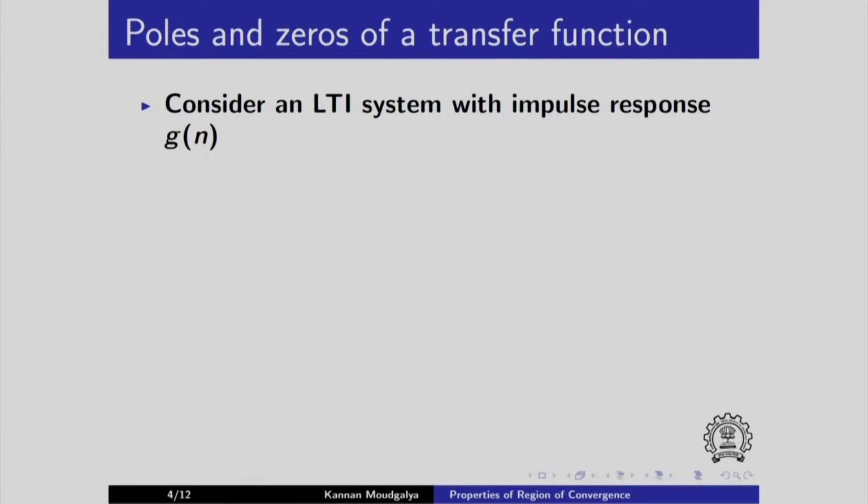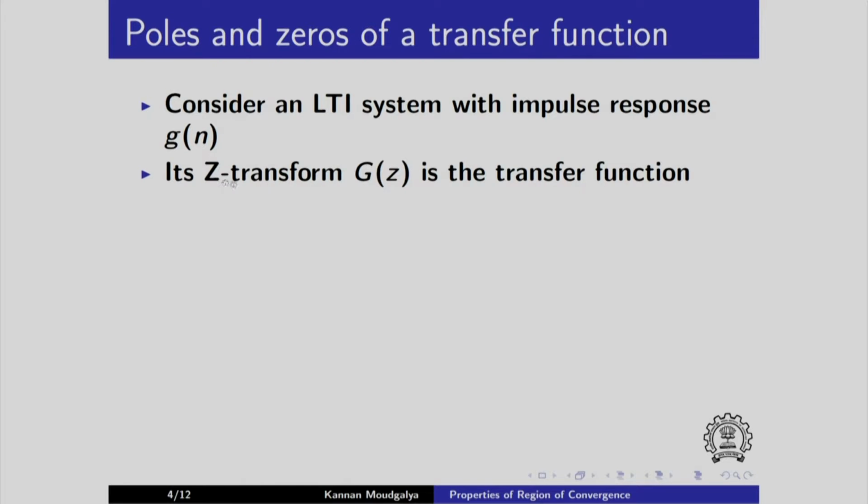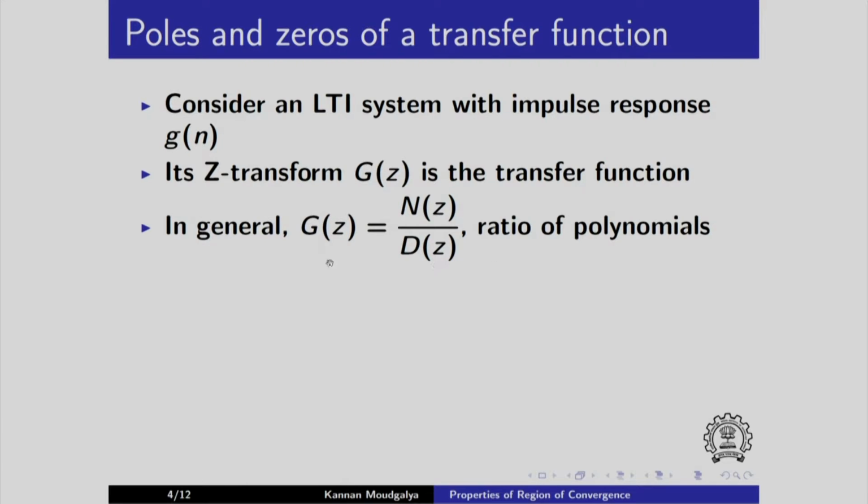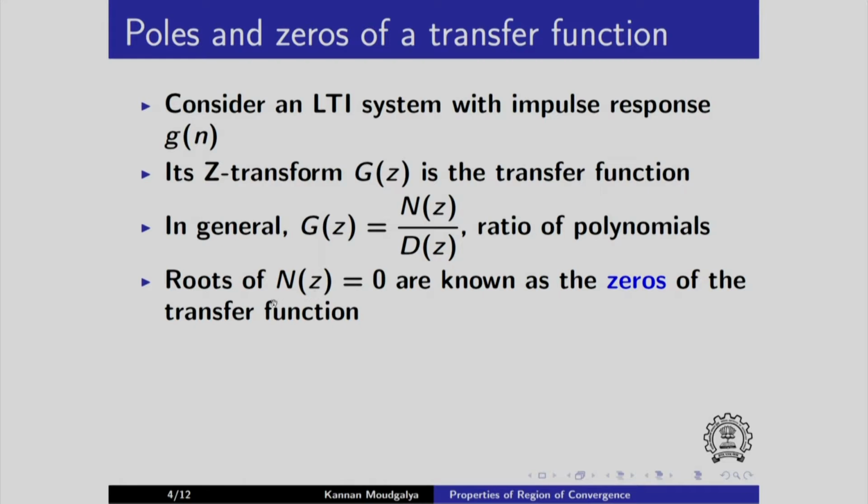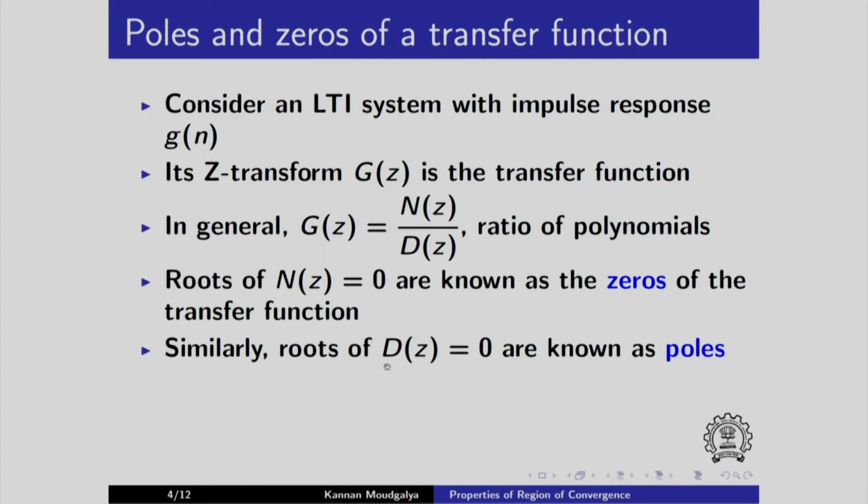To prove the next property, we need this important fact. You might already know this, poles and zeros of a transfer function. Let us consider an LTI system with impulse response g of n. Its Z transform G(z) is the transfer function. In general, G(z) is given as N(z) by D(z), a ratio of polynomials. Roots of N(z) equals 0 are known as the zeros of the transfer function. Similarly, poles, which are nothing but roots of D(z) equals 0.